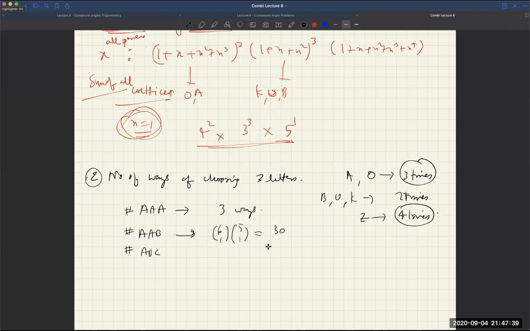Yes. Right? And what will happen with this? What about ABC? All 3 are distinct, so in how many ways can we choose them? We need only one of each, so 6 choose 3 ways we can choose. Am I clear with this guys? There are 6 distinct letters, right, out of which we have to choose 3, so it will be 6 into 5 into 4 upon 3 into 2, so that will come out to be 20. Therefore, total number is going to be 53. Am I clear with this, guys? I hope you are clear.